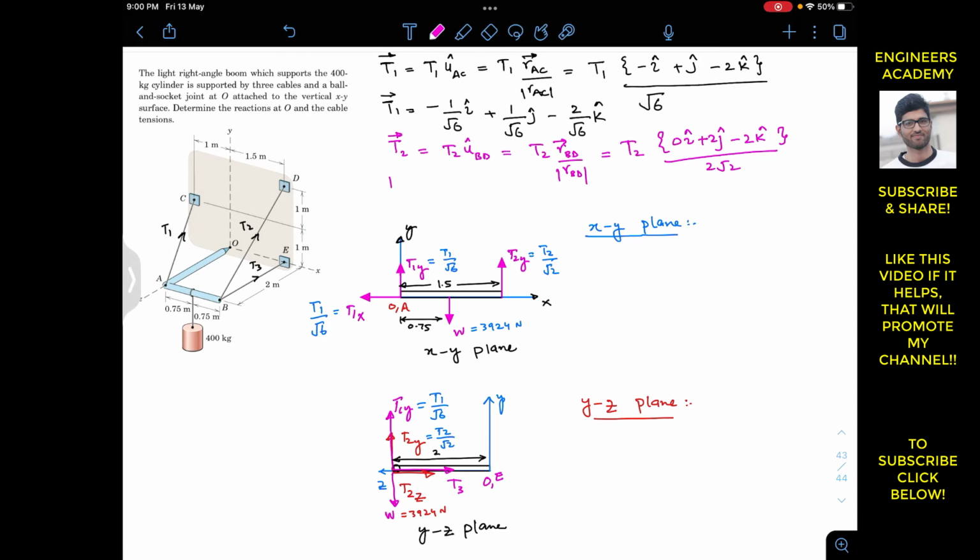So now from this we can write that T2 vector, if I multiply this T2 with each and every component and then divide it by this magnitude, so we will have T2 equal to 0I plus 2 divided by 2 square root 2 J minus 2 divided by 2 square root 2 K. So now this 2 will cancel out with this, and this 2 will cancel out with this, so we will be left with 1 by square root 2. So now this is the Cartesian vector representation of T2. This is T2x, the x component of T2. This is the y component of T2, and this is the z component of T2.